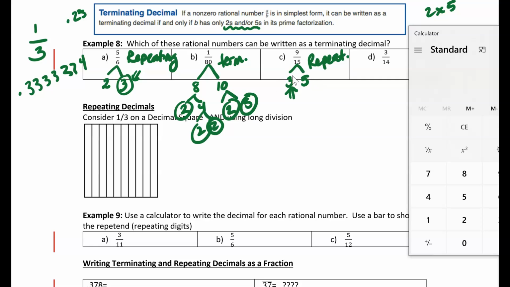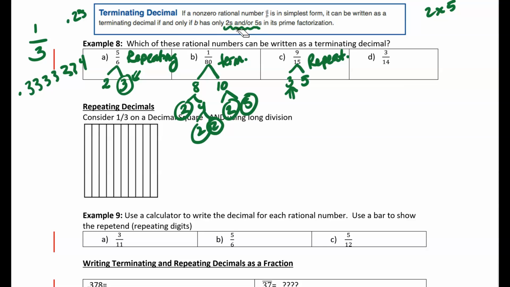We did the factor tree in the denominator and found that there was another factor besides 2 and 5. But I forgot to read a really important part of the definition. Let's back up a little bit. It says if a non-zero rational number, a over b, is in simplest form, and this fraction is not in simplest form. If you reduce 9/15 by dividing both by a common factor of 3, you get 3 on the top and 5 on the bottom. So the 3 in that prime factorization ends up canceling out with the 3 in the top, and essentially ends up not being there. So we do end up getting a terminating decimal for this one.